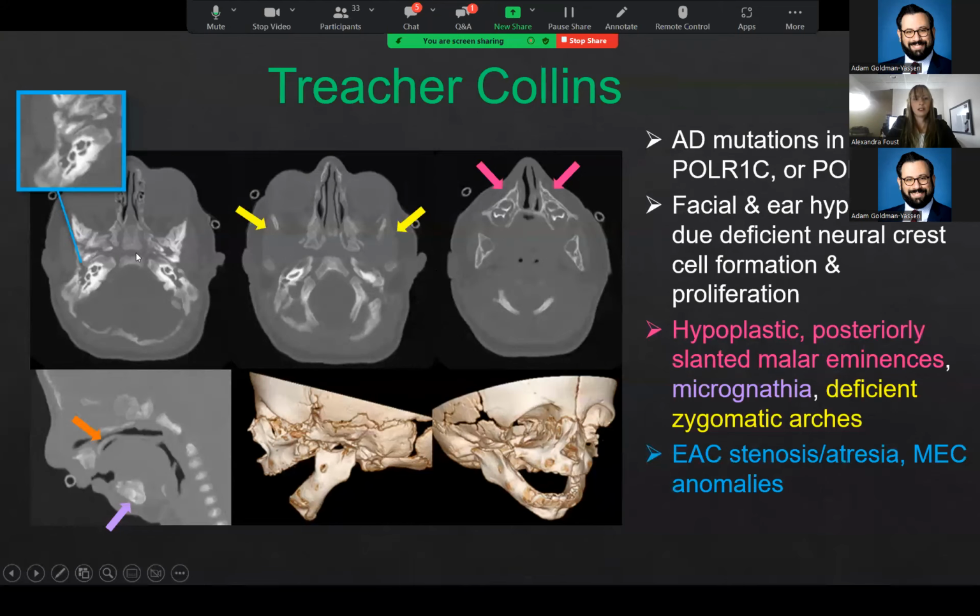And in the temporal bone, you will also see findings that you expect with first branchial apparatus abnormalities. So you'll have external auditory canal stenosis or atresia. You'll have hypoplasia of the middle ear cavity. The ossicles are often absent or else very abnormal in appearance. And you may have oval window atresia, round window stenosis, things like that.